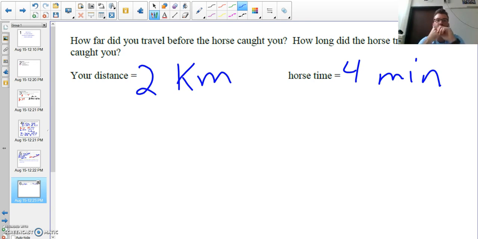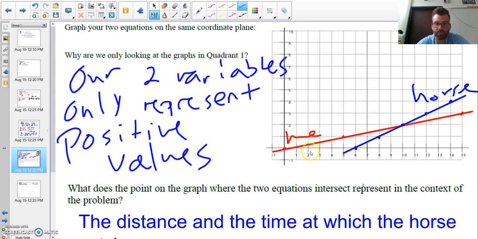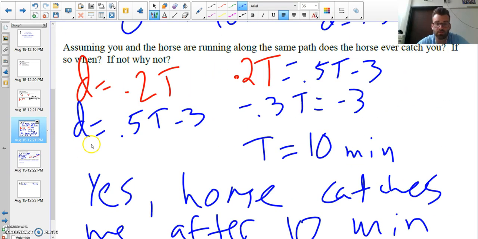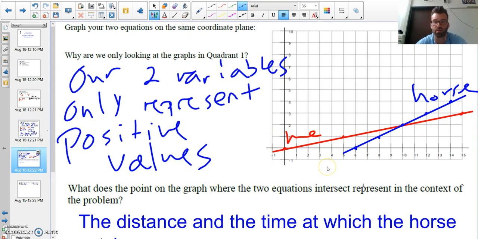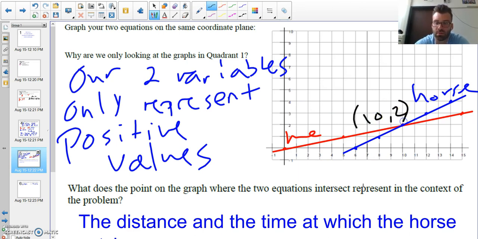So, how far did you travel before the horse caught you? Well, if you look at your graph, going up, that's 2 kilometers. Where else could that number have come from? I noticed that this point is actually 10 comma 2. The 10 on the bottom represents our time, and the 2 going up vertically represents our distance. So it traveled 2 kilometers.